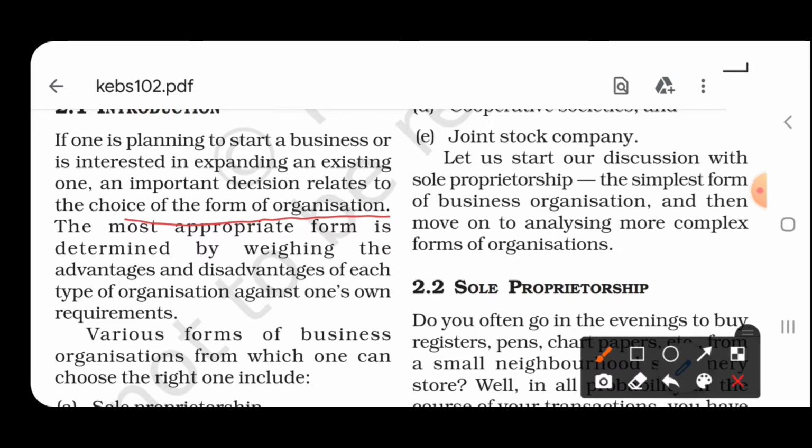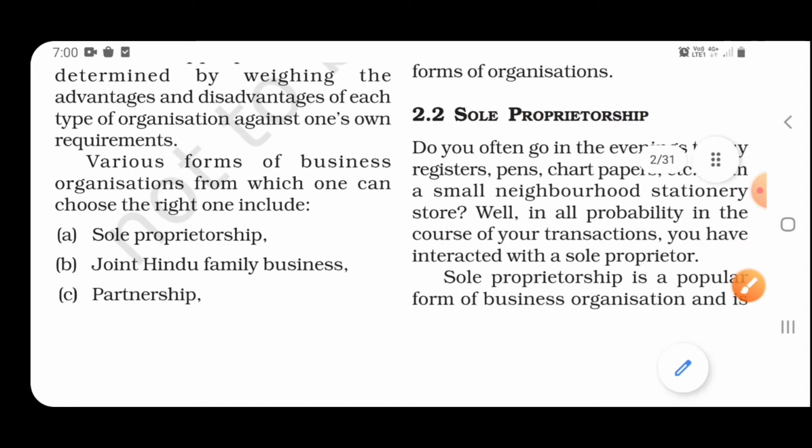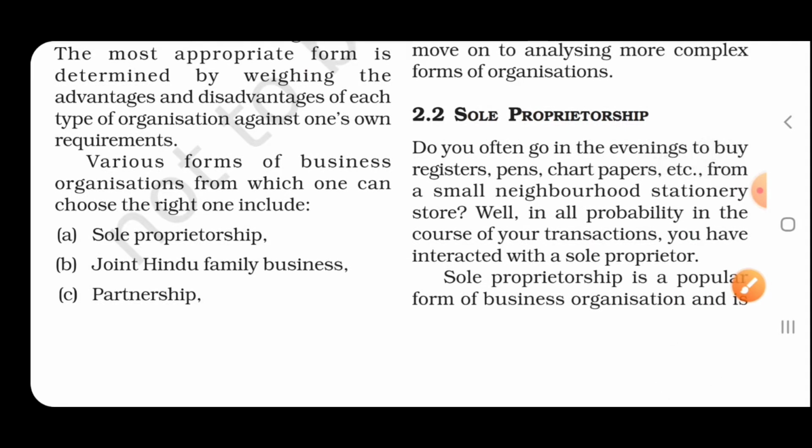The forms of organization mean that if you are alone, doing it by yourself, it can be known as a sole proprietorship, or if you're doing it with two persons, then it can be a partnership, or if you're using more than two persons, it can be called a company. So which type of organization you are going to choose is an important decision while setting up a business organization. So let us see what all types of organizations exist.